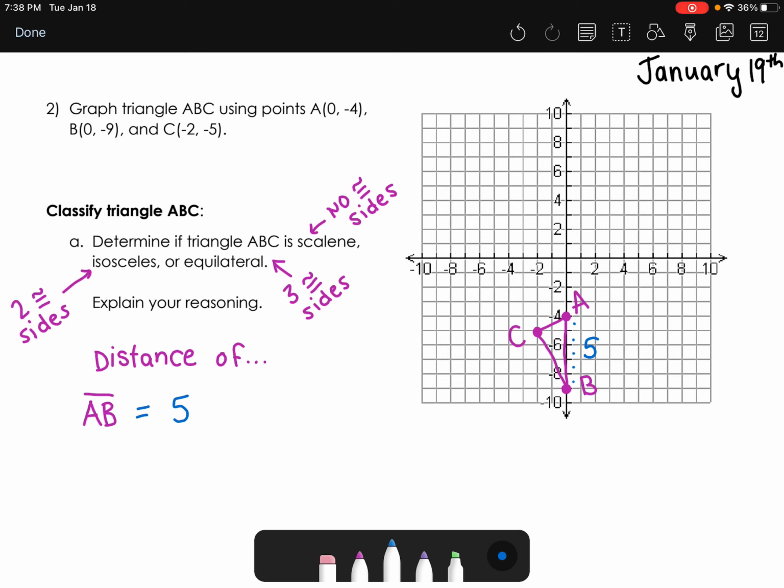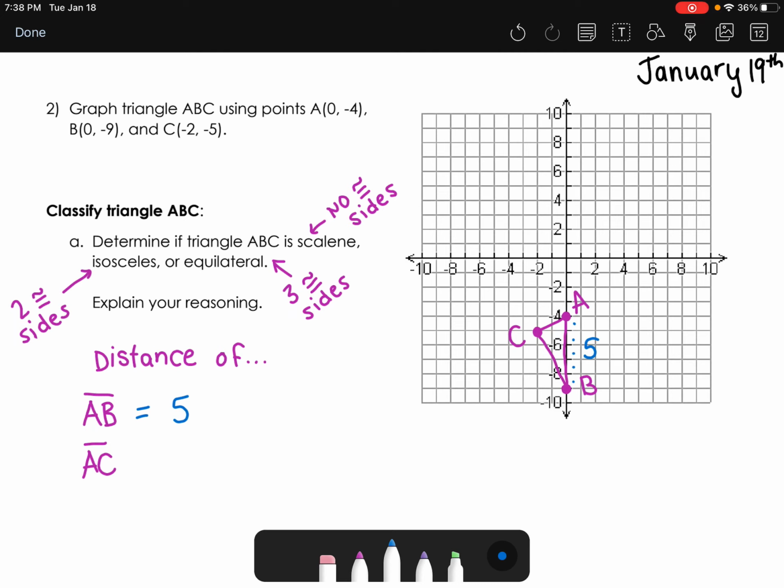Okay, now let's take a look at AC. Let's try AC. Now AC is not on a nice straight line. It's almost like a diagonal. So we can do this a couple of ways. We could do a little Pythagorean theorem. We could do a little distance formula. It's really up to you. So I'm going to do a little Pythagorean theorem.